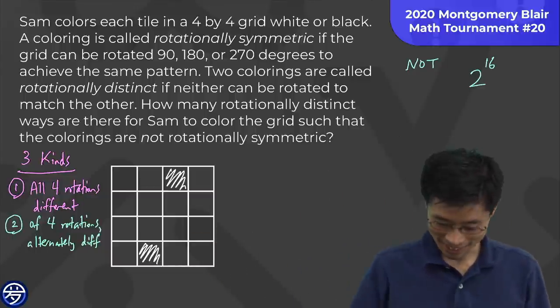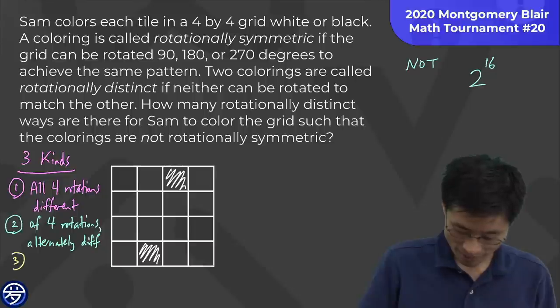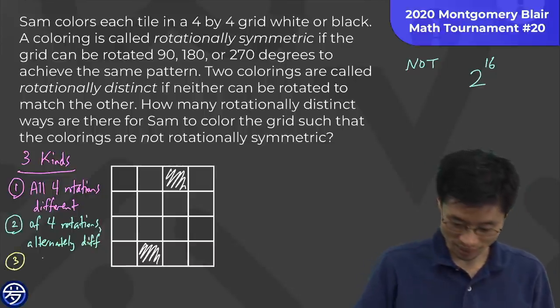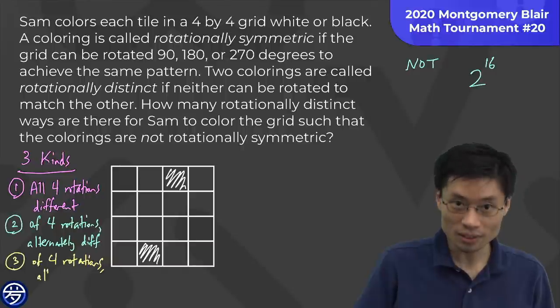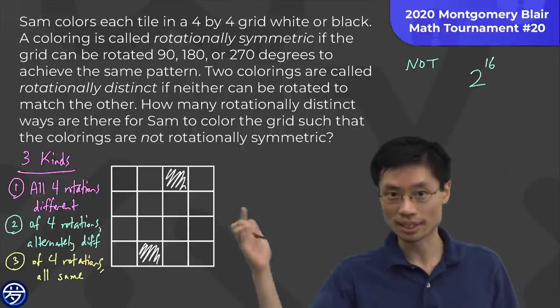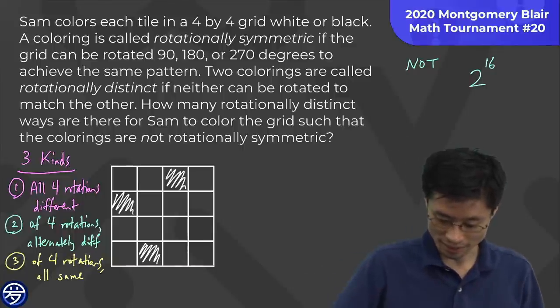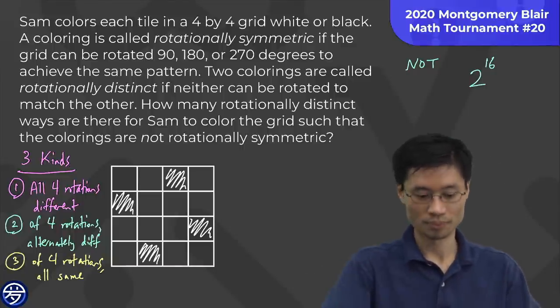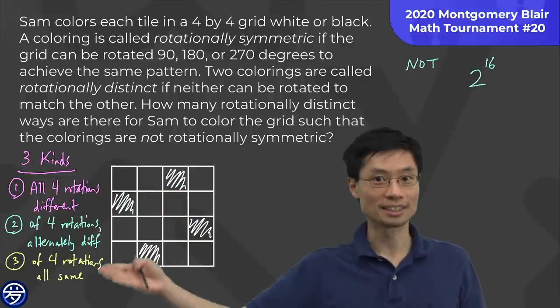The third one is, running into my logo almost, of four rotations, all are the same. And if I wanted to show you what that looks like here, I'd just do this. All right. But these are the three kinds.